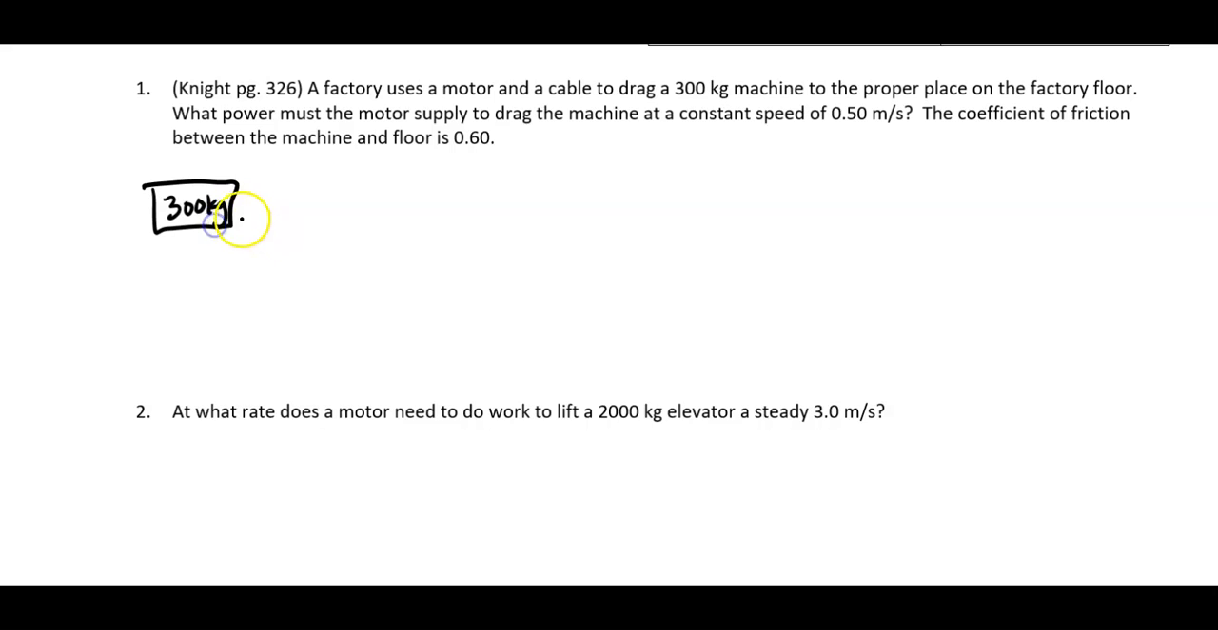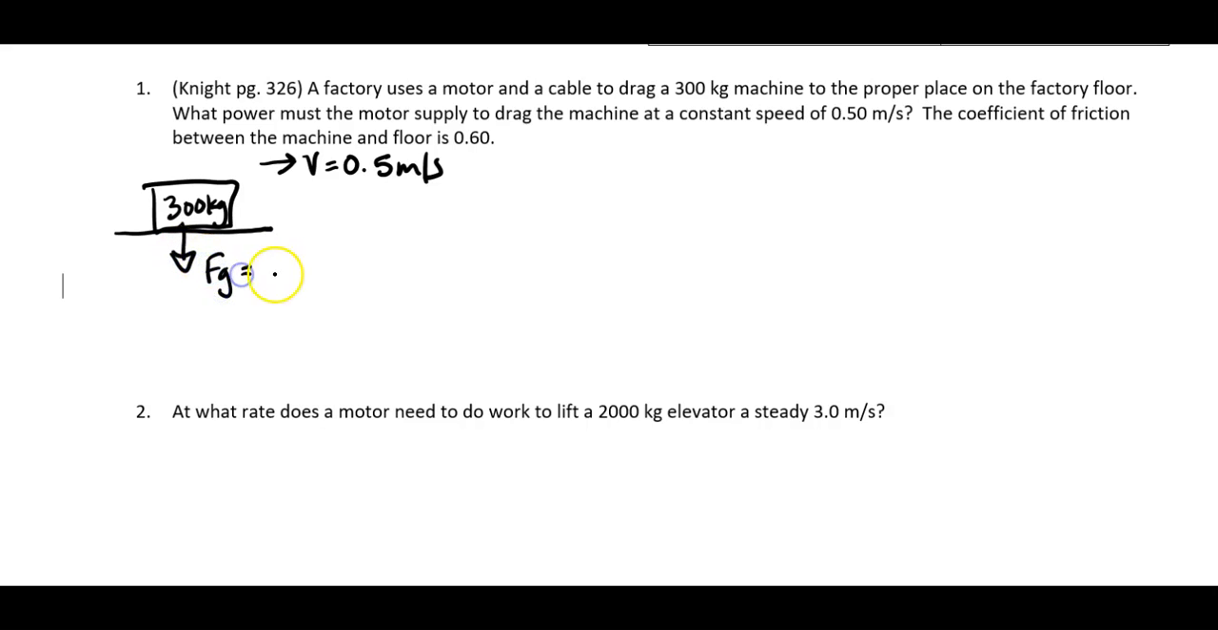So we have this. So the velocity is what? 0.5 meters per second. The coefficient of friction between the machine and the floor is 0.6. Okay, so anytime we're doing a problem involving forces, we're always going to draw a free body diagram. So what do we have?